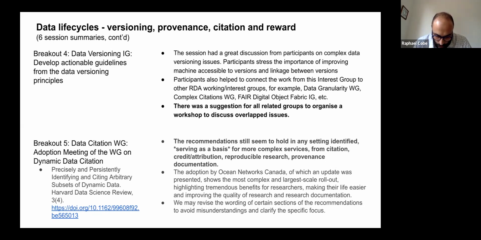Okay, the next one was the data citation working group, and they did a report on the adoption of their recommendation by the Ocean Networks Canada. They reported that their recommendations still seem to hold in any setting, and it should serve as a basis for more complex services.